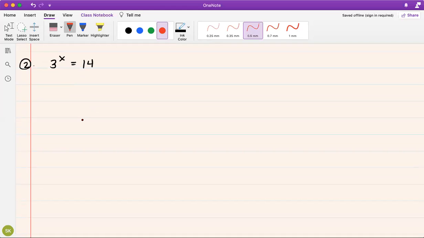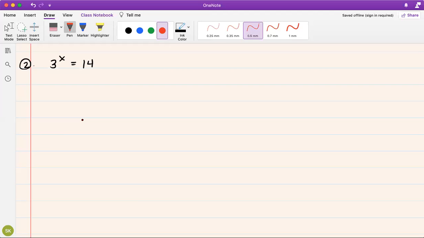Okay, for this problem, you have 3 to the x is equal to 14. It would be nice if we could write 14 in terms of 3, but we can't. There's no way to get the same base. So what you do in this case is you use logs. And in fact, you could use it in the last case as well, but we're going to use logs, and you can choose whatever log you like.